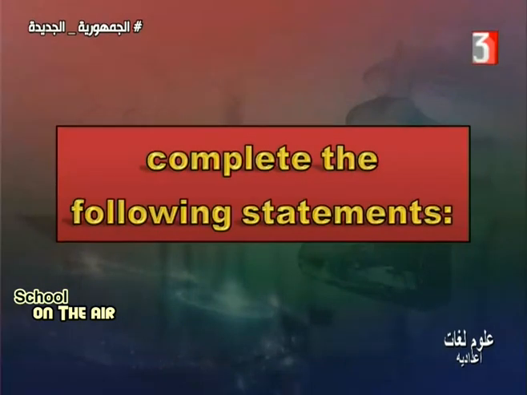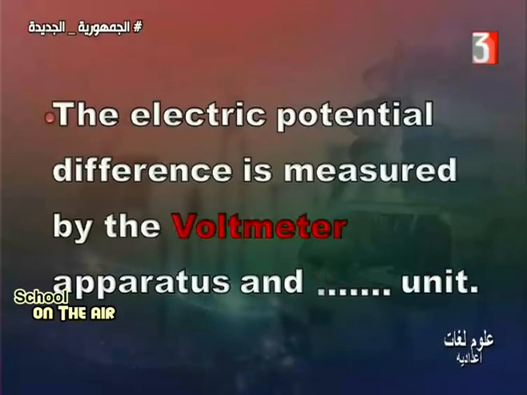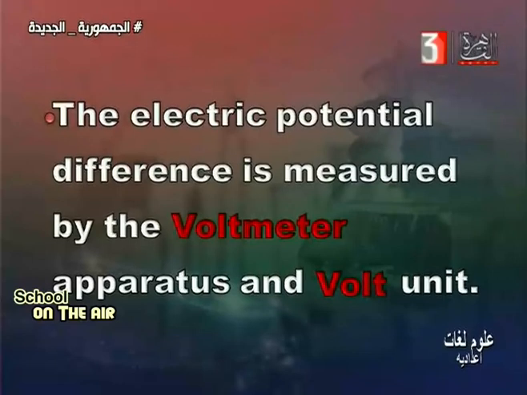Another question in our revision: complete the following statement. The electric potential difference is measured by apparatus and unit: the voltmeter, and volt as a unit. The electric potential difference, or electromotive force, is measured by the voltmeter and volt as a unit.